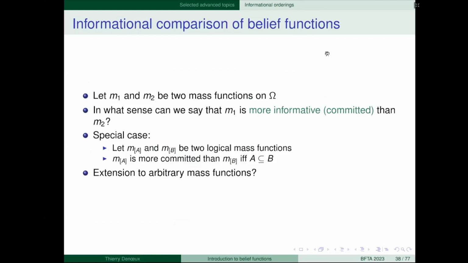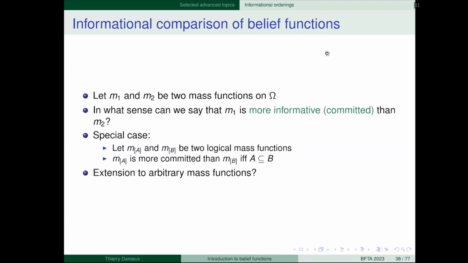introduce the notion of informational comparison of belief functions. So the question we ask is the following. Assume that we have two mass functions M1 and M2 defined on the same frame of discernment omega. In what sense can we say that M1 is more informative than M2? For example, you have two sensors. From one sensor you get a mass function M1, from the other sensor you get M2. In what sense can you say that sensor 1 is more informative than sensor 2?